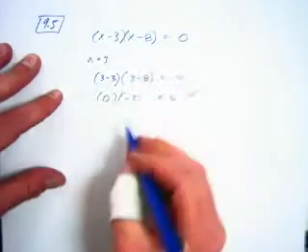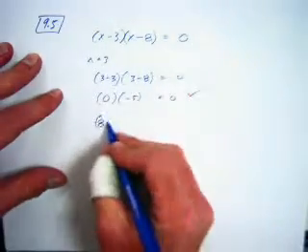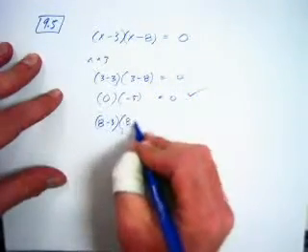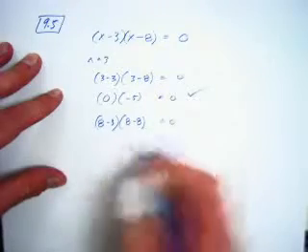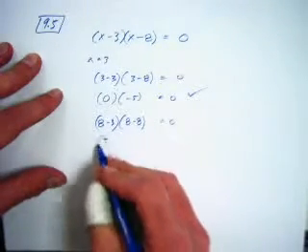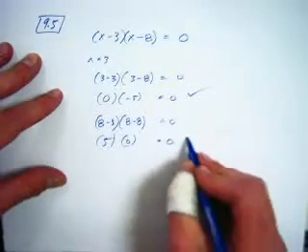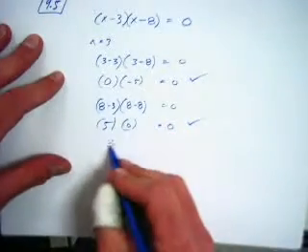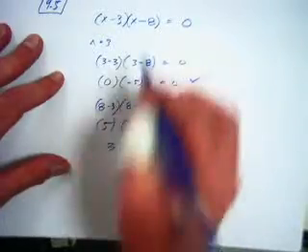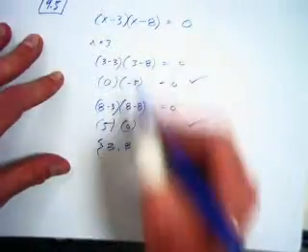What if we plug in 8? So I'll have 8 minus 3, and then 8 minus 8 equals 0. Let's see if that works. So 8 minus 3 is 5, 8 minus 8 is 0, 5 times 0 is 0, so that checks. So we have two answers for this one. It's 3 and 8. Basically, anytime we make a parentheses equal 0, that's going to be one of our solutions.